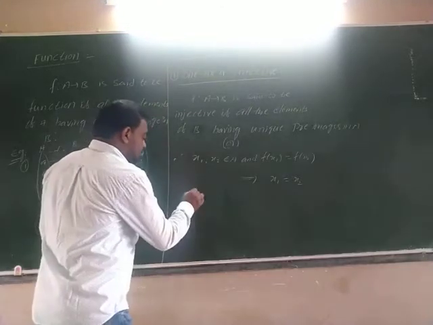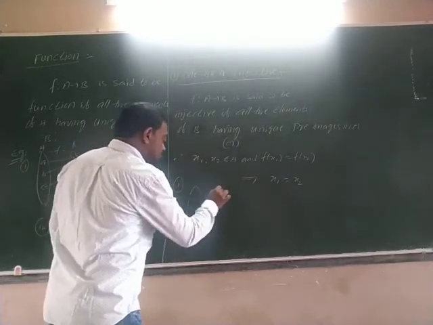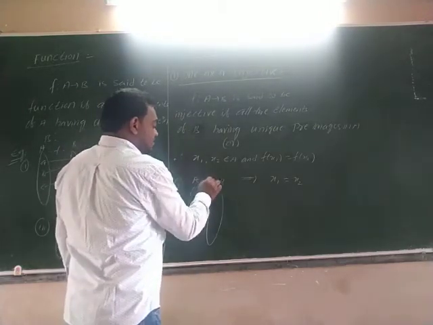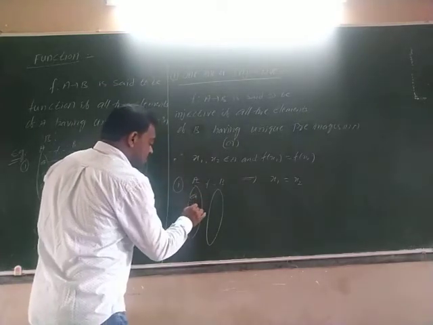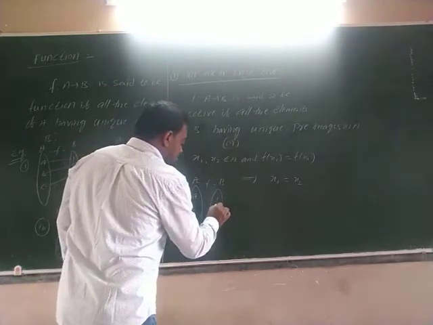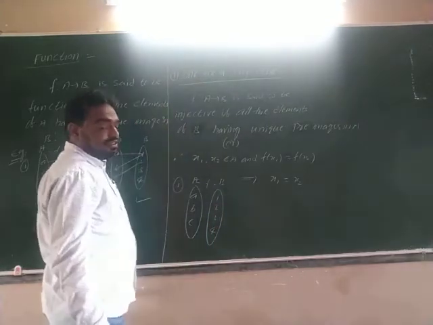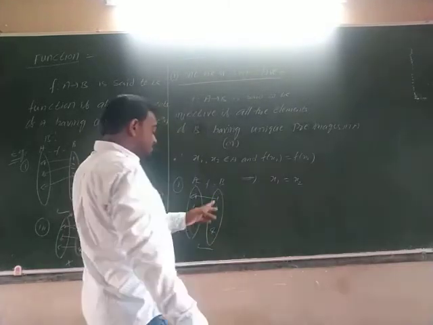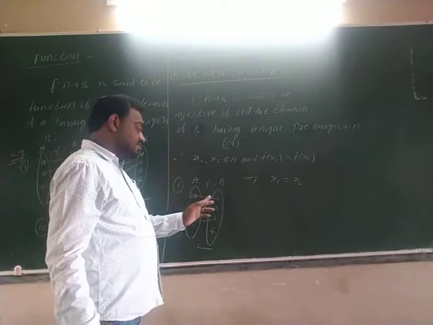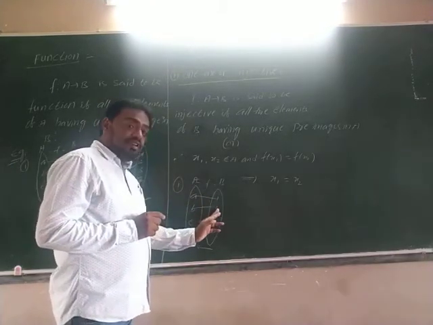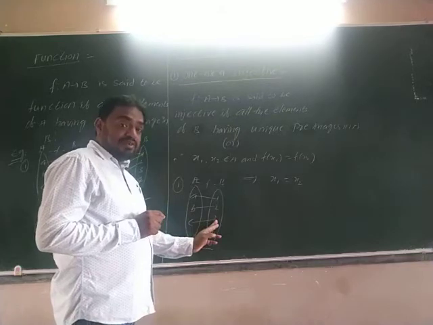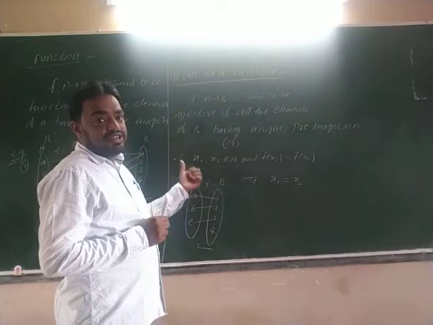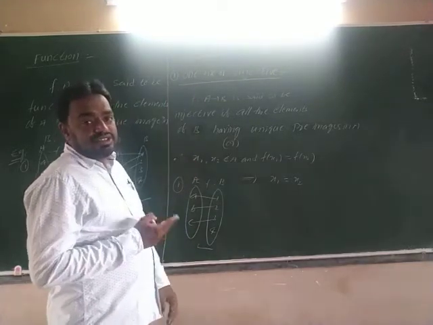You see one example. First one. This is set A, set B. It is a function from A to B. The elements of A are a, b, c. The elements of B are 1, 2, 3, 4. a is related to 1, b is related to 2, c is related to 3. So every element has a unique pre-image. The pre-image of 1 is a, of 2 is b, of 3 is c. That means all the elements have unique pre-images. So it is a one-one or injective function.